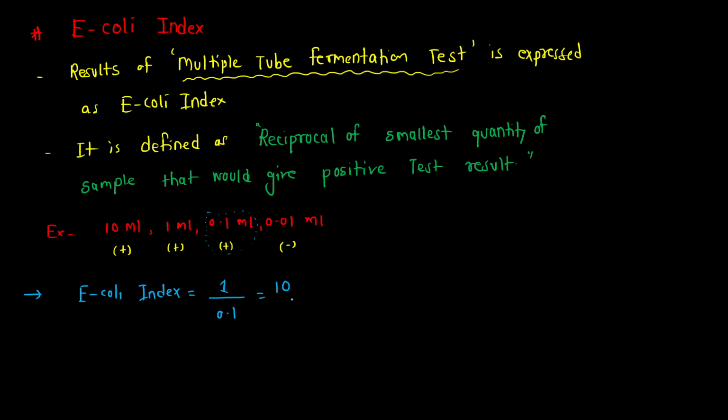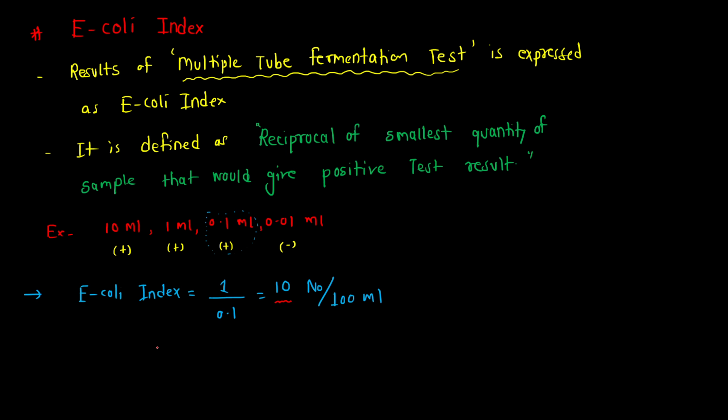Now this is expressed generally in numbers per 100 ml. So this is a unit, but no need to remember this much. Up to here this is important: how to find out the E. coli index, that is the reciprocal of the smallest volume of sample that will give the positive test result. Okay, so this is about the E. coli test.